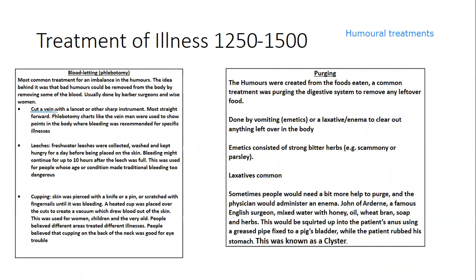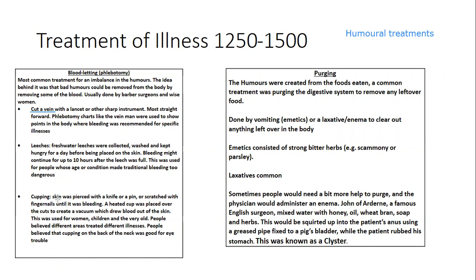You'd have blood charts to show which veins you should be cutting for certain illnesses. You'd have leeches, where leeches were collected, kept hungry, placed on the skin. You might have 10 hours worth where the leech would be sucking away and this would hurt. Better for the elderly, but would scar you for life.